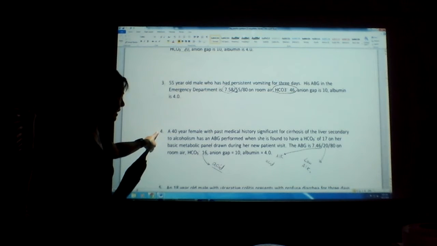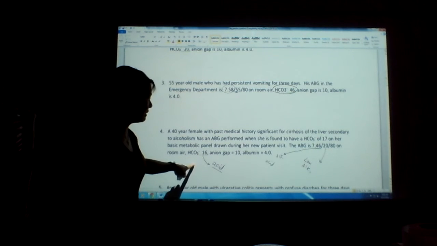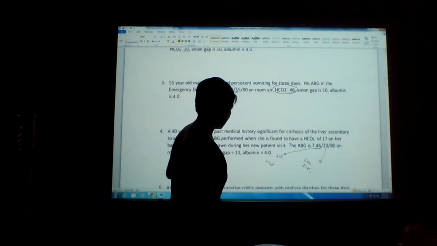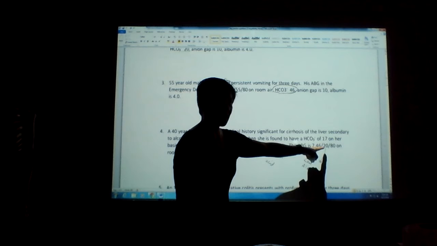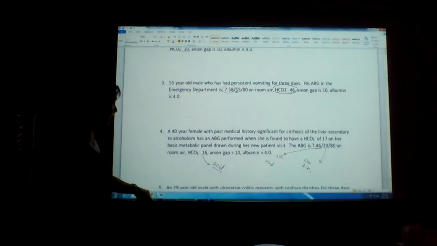The patient has a significant source, secondary to alcoholism. New patient visit. Oh my goodness, what is this problem here? So I'm thinking it's metabolic. But look, the bicarb is low, 16. So that should be acidosis, but the pH is high. So that's alkalosis. And the carbon dioxide is low. So this is respiratory alkalosis.